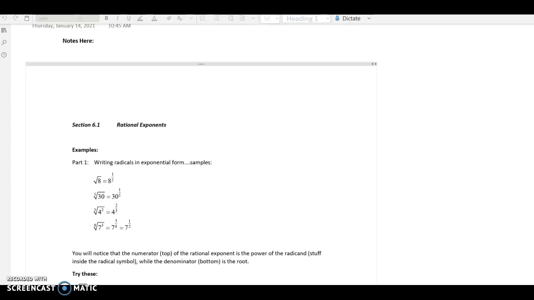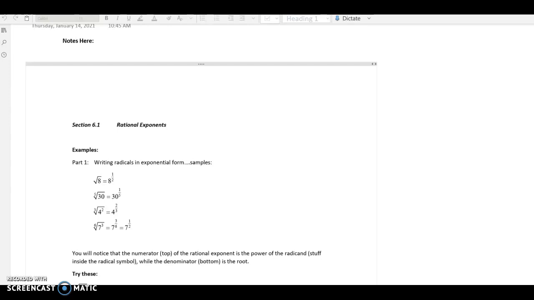All right, guys. So 6.1 is all on rational exponents. We just did a huge review on chapter 6, like a preview on exponent rules. My suggestion for you is to keep those handy at all times, and we're going to continue incorporating a lot of those different rules into solving our rational exponents.